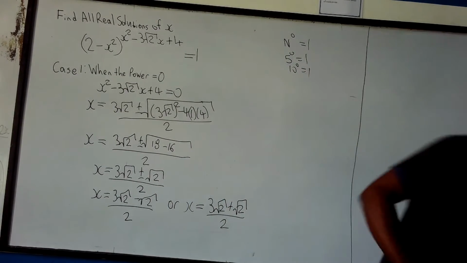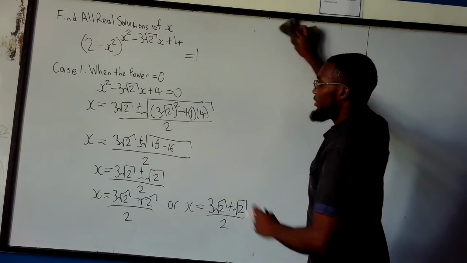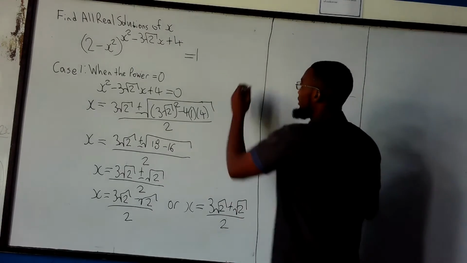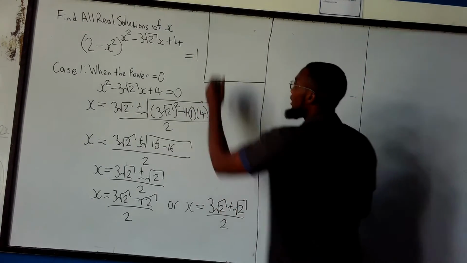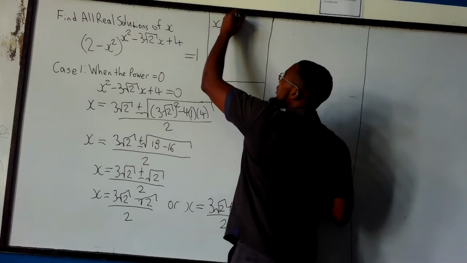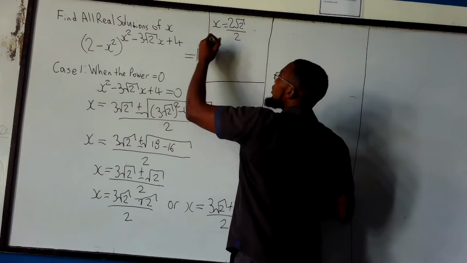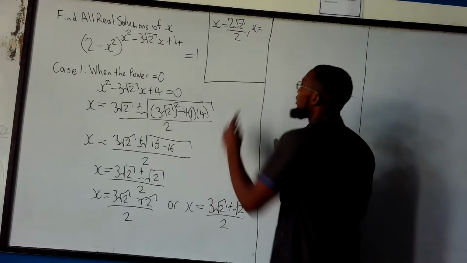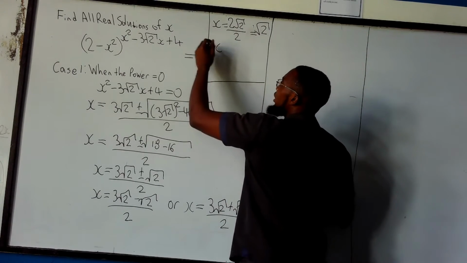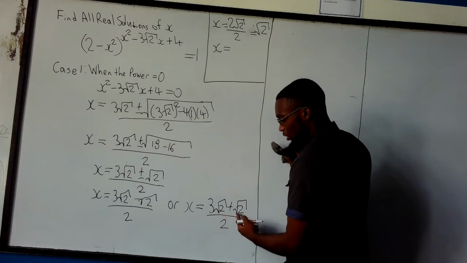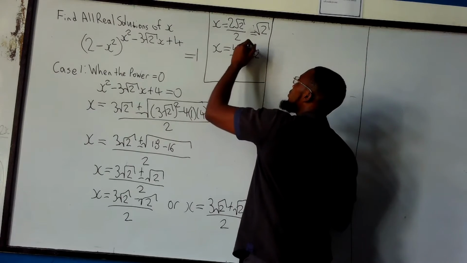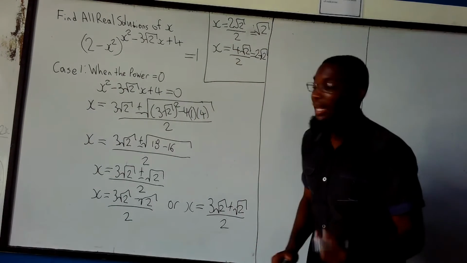So from case 1, we can clearly see that x would be 3 root 2 minus root 2, which is 2 root 2, over 2. Or x is equal to, let's just finish that, 2 root 2 over 2, which is just root 2. Or the next answer is 3 root 2 plus root 2, which is 4 root 2 over 2, which is 2 root 2. So we get two possible answers.